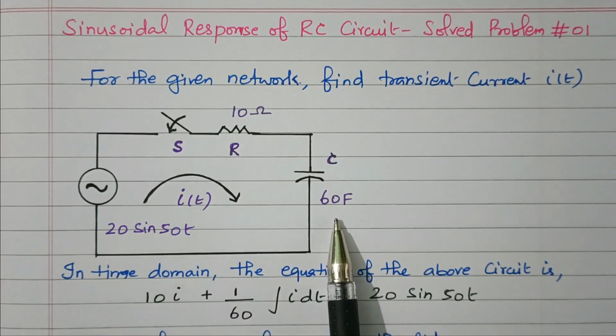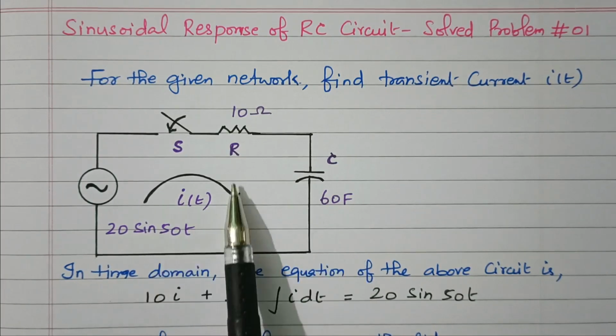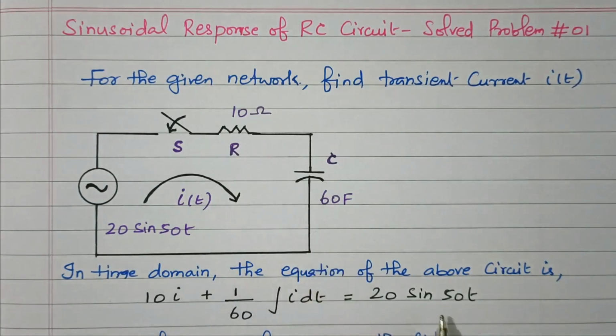That is Kirchhoff's voltage law: voltage rise equals voltage drop. So 20 sin 50t equals resistive drop plus capacitive drop. Resistive drop is R into I. The R value is 10, so 10I. The capacitive drop is 1 divided by C integral I dt, where the C value is 60.